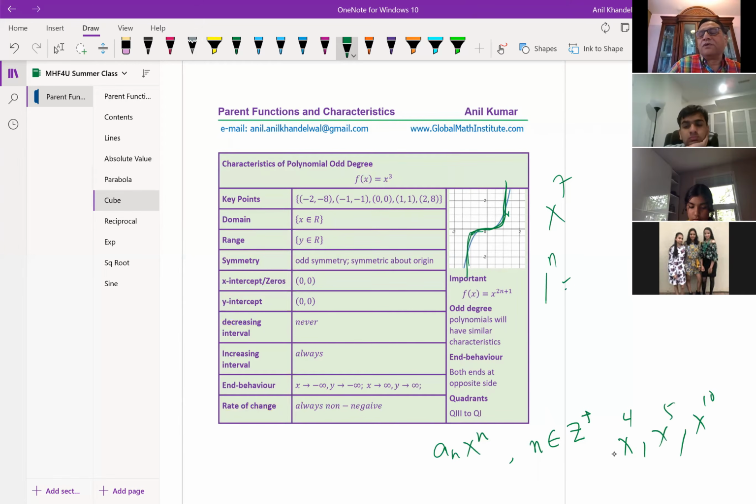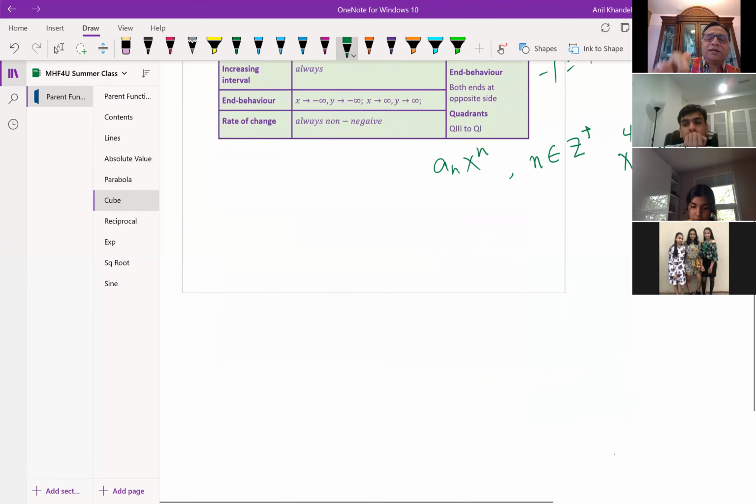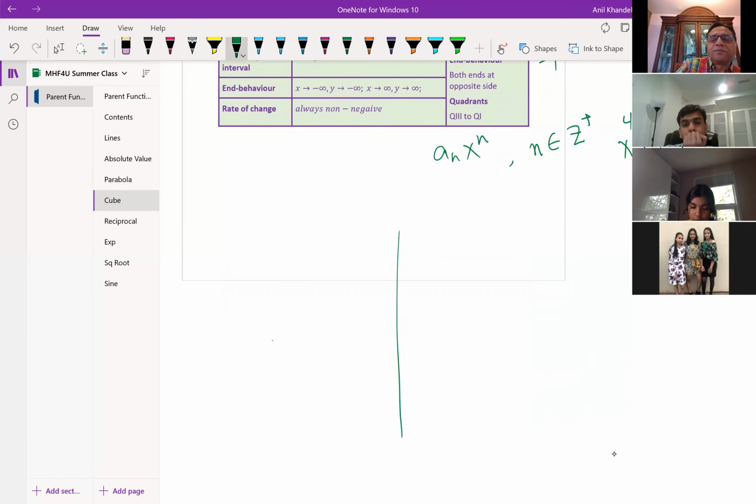Because 1 to the power of n is 1. Correct? And minus 1 to the power of n is also minus 1 when n is odd. Right? n is odd. Let us write 2n plus 1. Then it becomes odd. Correct? So that point will be common. So basically what I'm trying to say here is something like this. We have one graph. All the graphs will go through these points, which are (1, 1) and (-1, -1).